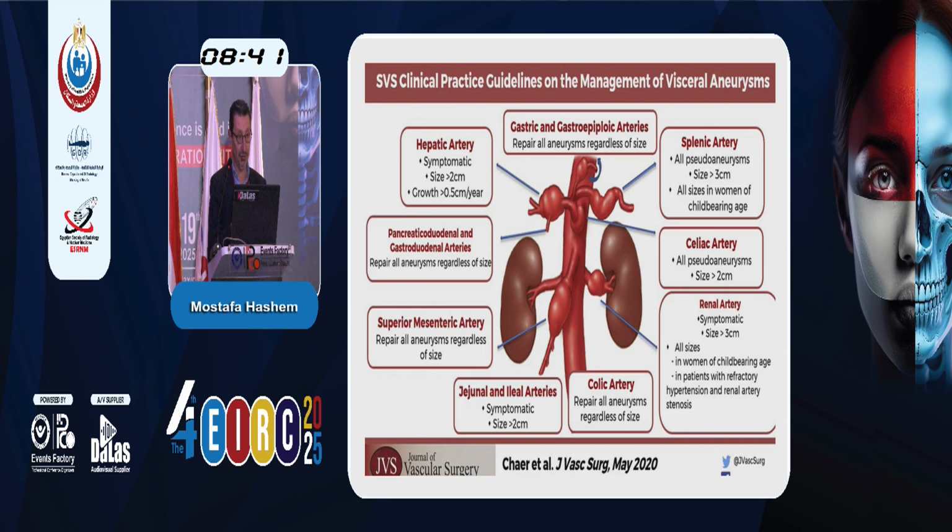For non-ruptured aneurysms, there are some recommendations, especially a new recommendation from the Vascular Society of Surgery showing that for pseudoaneurysms, all sizes should be treated, whatever the size. Whenever you have a false aneurysm, you should treat it because those lesions have a high risk of rupture. For the other types, we're going to see the most common of them in more detail.